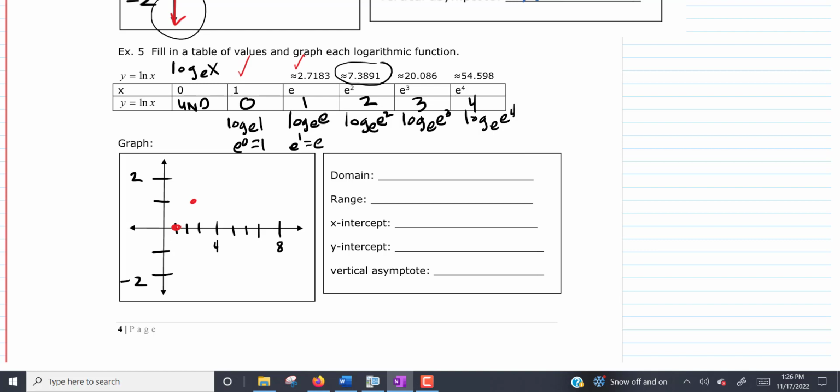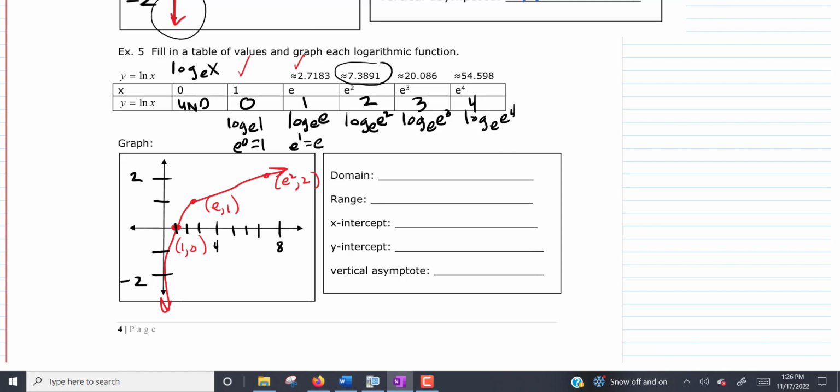Just estimate that point. Now, what I would like you to do on your graph is label that point as e, 1 and label the other point as 1, 0. Just label it like that, okay? And then the next point would be about 7.3 and then up 2. Label that point as e squared, 2, and then just sketch in the graph like we've been doing. Okay, so it kind of goes like that. Again, it doesn't touch the y-axis, it just approaches that.